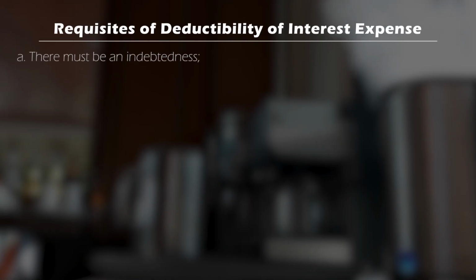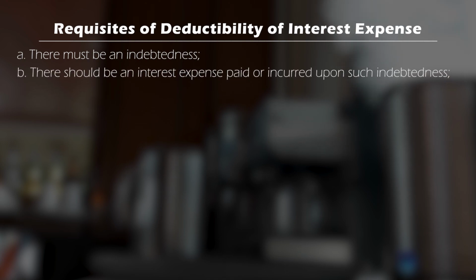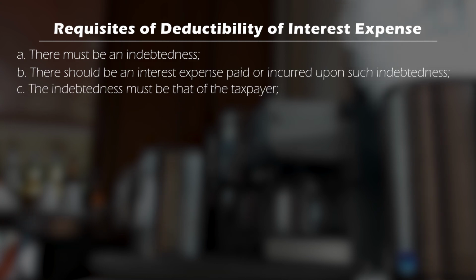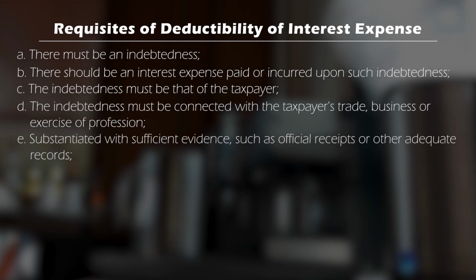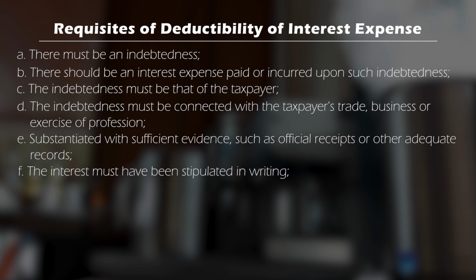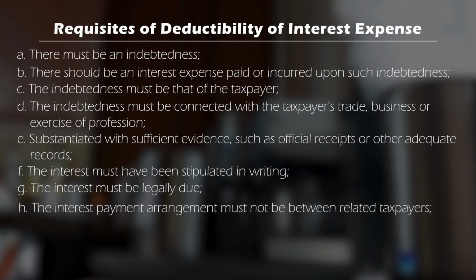First, there should be a valid indebtedness wherein interest payment is paid or incurred in relation to such indebtedness. And of course, the debt should be the taxpayer's. The debt should strictly be connected to the taxpayer's trade, business, or exercise of profession, and such interest must be paid or incurred during the taxable year. It is also important that interest payments should be in writing and must be legally due. Take note that interest payments to related parties are not allowed.